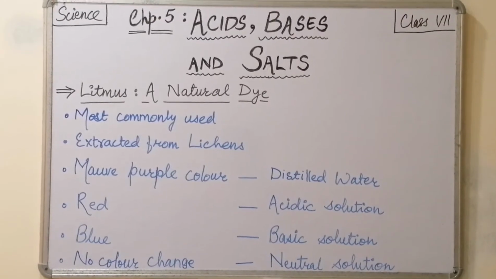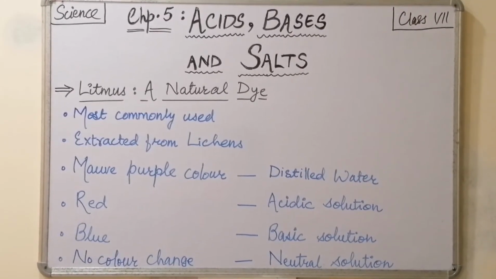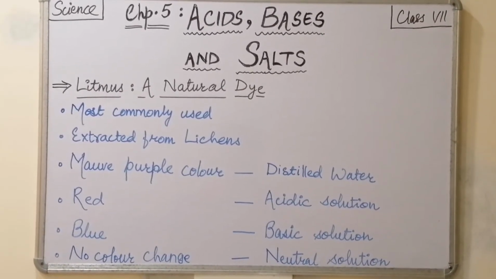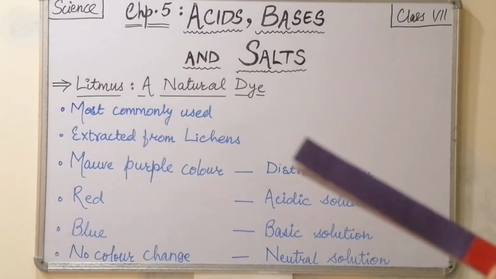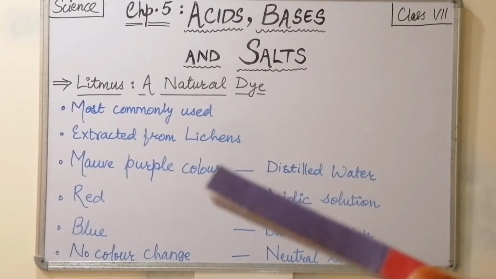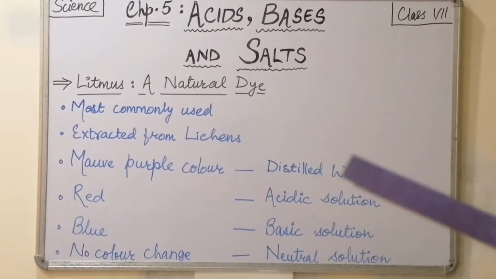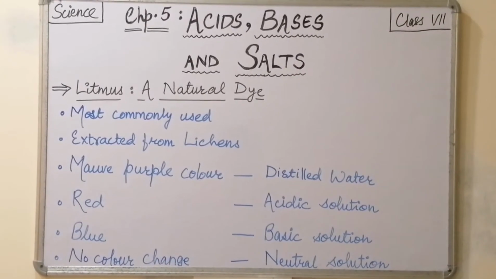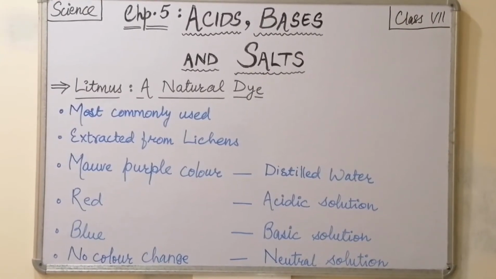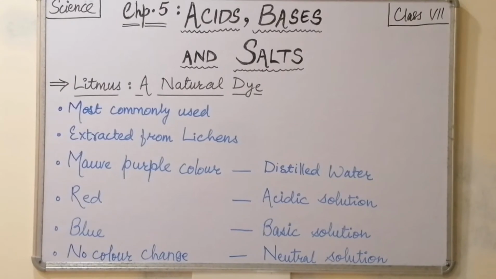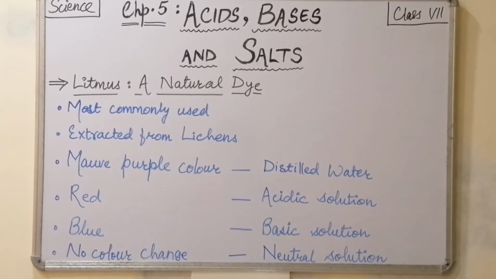Learning about our first natural indicator, that is litmus. It is a natural dye which is actually mauve purple colored. Somewhat like this is the color of the actual litmus dye. Now it is the same color in distilled water. When it is inserted into different solutions like acidic solution, it changes its color to red, and when inserted in basic solution, it changes its color into blue. There is no color change associated with neutral solutions.